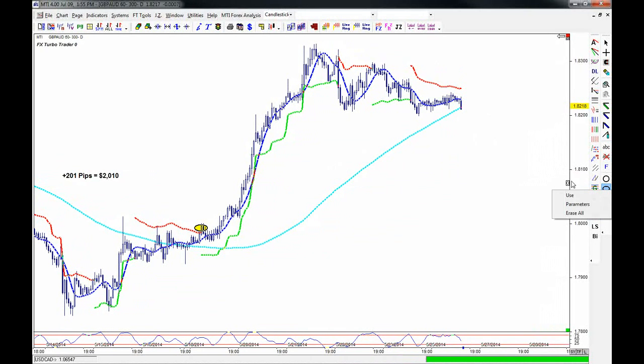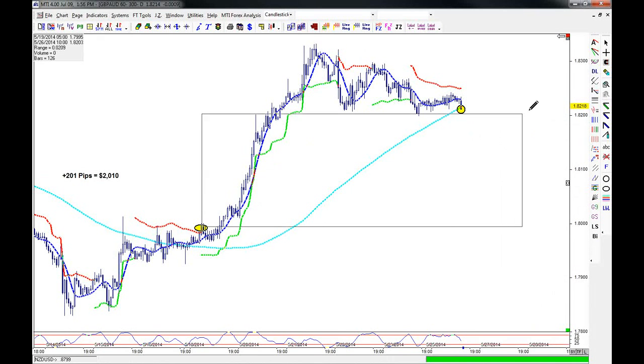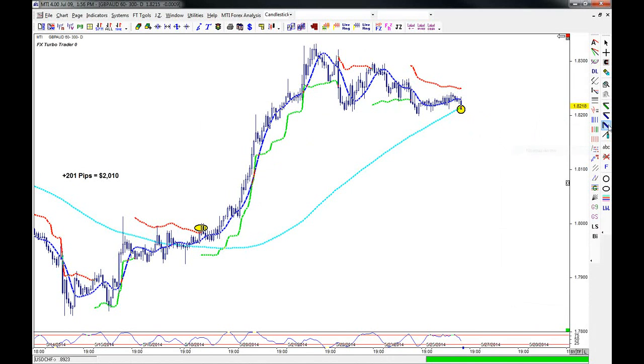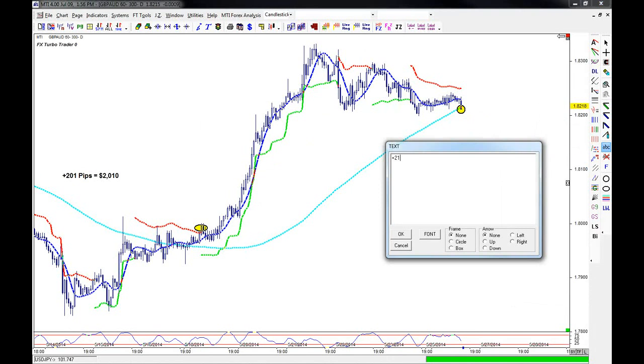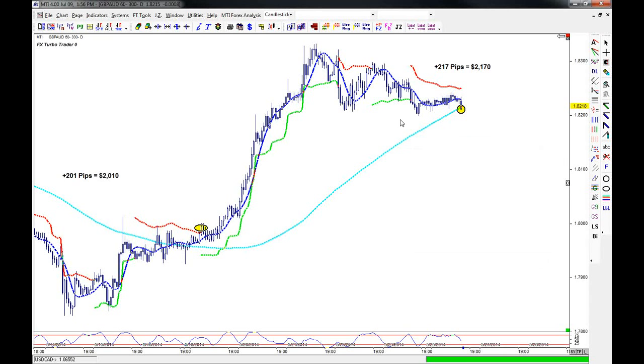And so right there, how many of you see the cross below the teal blue line? So right here, this is where I'd be getting out. So we just generated 217 pips. How many of you see that? Yeah, absolutely, 217 pips. So we're up 217 pips, or 2,170 US dollars. How many of you would be okay with generating, right, $4,000 on 2 trades? How many of you would be okay with that? Would that help you a little bit, right?